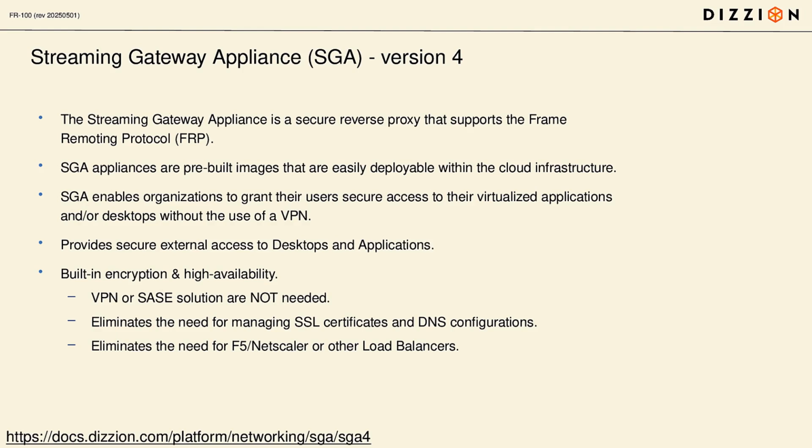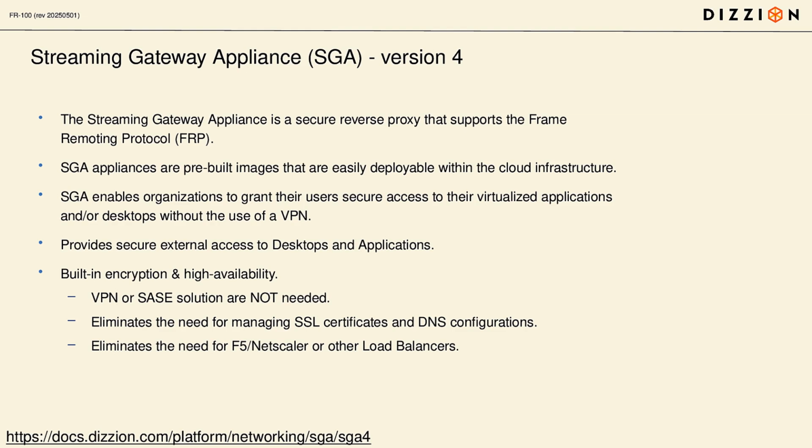The Streaming Gateway Appliance, or SGA, is a virtual appliance that runs inside of your cloud infrastructure. As of 2025, version 4 is the current release. So what does it do? The SGA is a secure reverse proxy specifically designed to work with the frame remoting protocol. SGA appliances are pre-built images that are easily deployable within the cloud infrastructure.